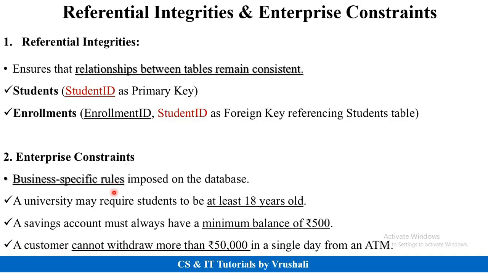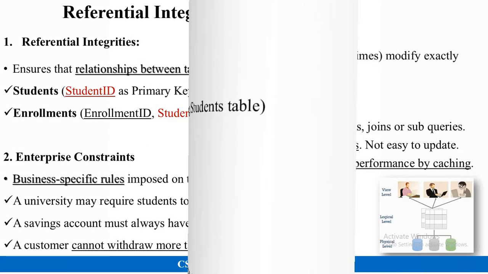For example, a university may require a student to be at least 18 years old. A savings account requires a minimum balance of 500. Every bank has its own rules, right? A customer cannot withdraw more than 50,000 in a single day from the ATM. This is called an enterprise constraint. From your exam point of view, one of the most important questions is: write a short note on referential integrity and enterprise constraint.